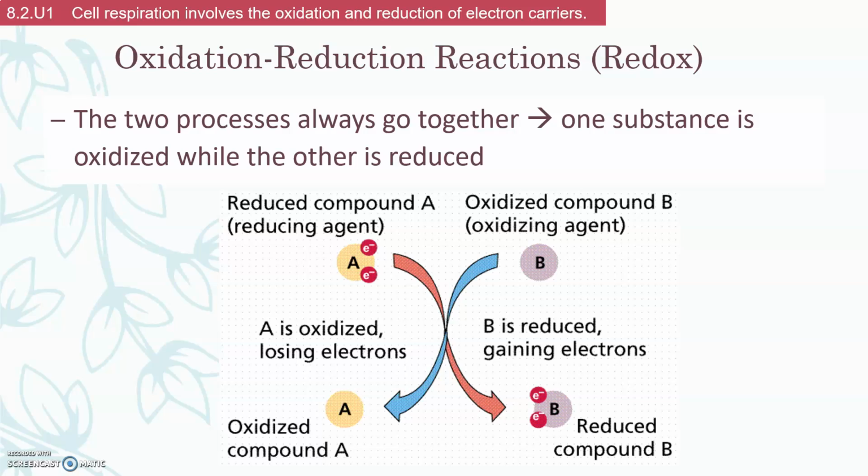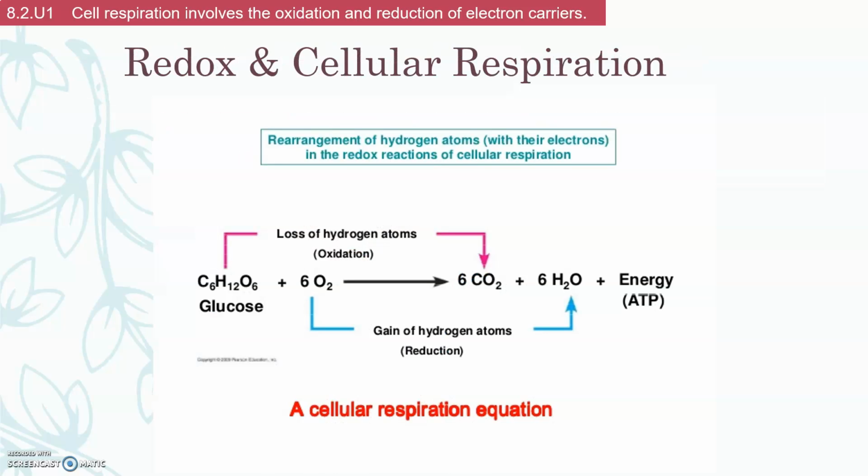We've looked at this diagram already. Redox reactions always occur together. One substance is oxidized or loses electrons while the other is reduced or gains those electrons. Looking at the overall cellular respiration equation, we can see that glucose is going to lose hydrogen atoms and be oxidized. Oxygen will gain hydrogen atoms and be reduced.